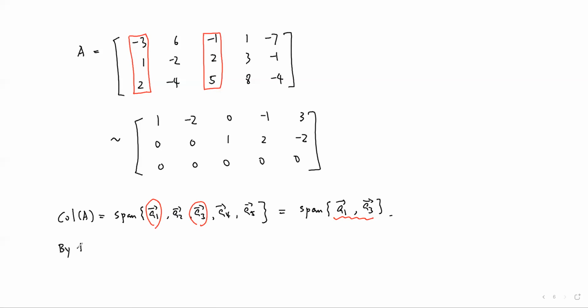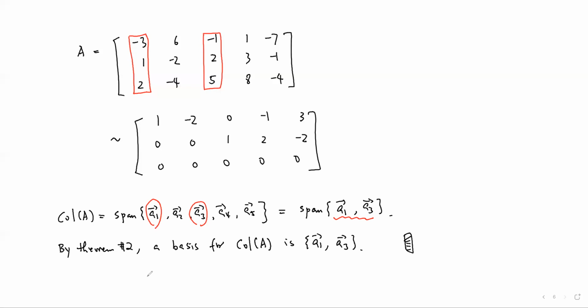By theorem number 2, a basis for the column space of this matrix A is A1. Please note that A1 means the first column of the original matrix, not the first column of this reduced echelon form, okay? A3, yeah, done.